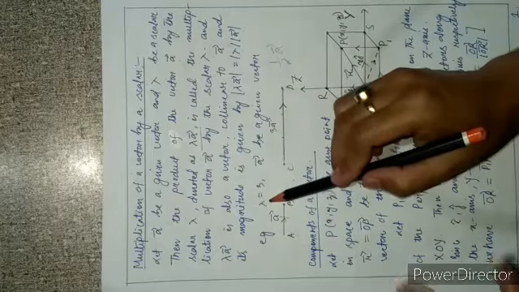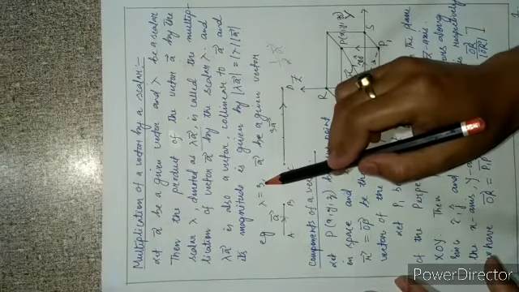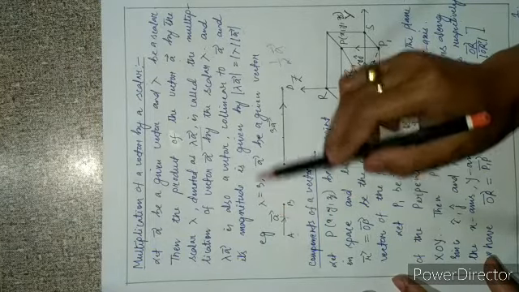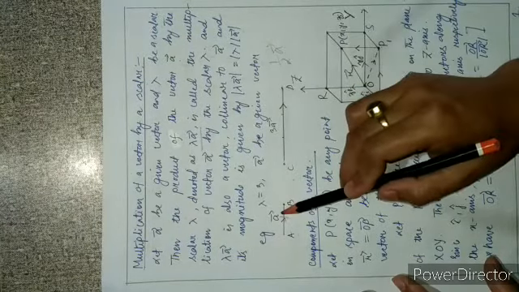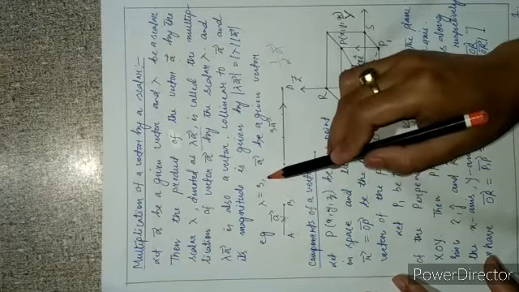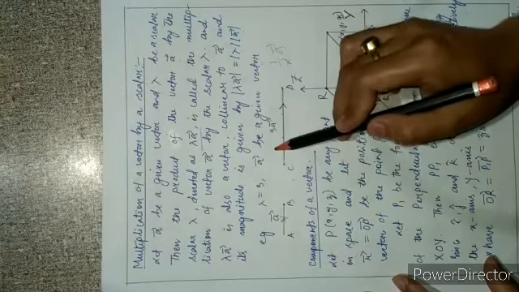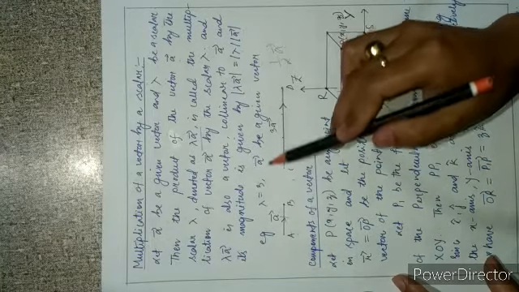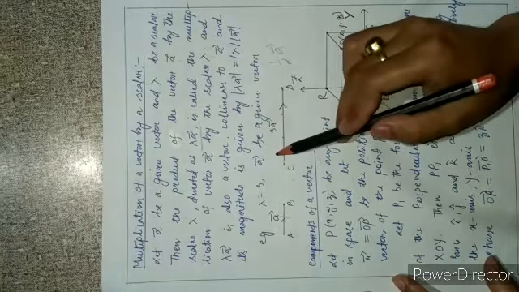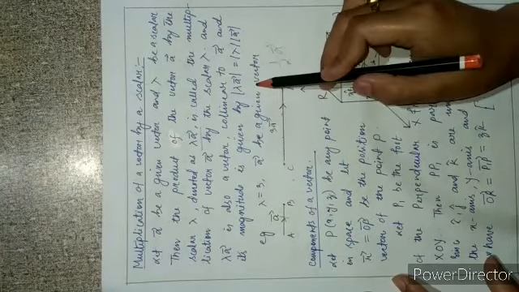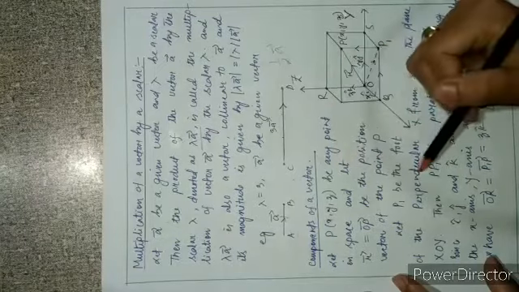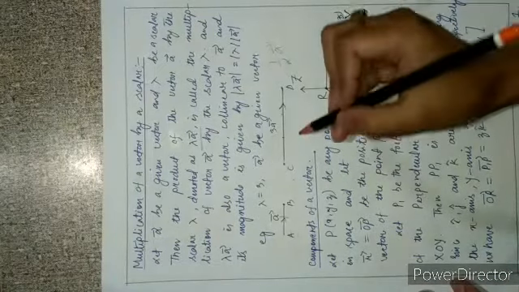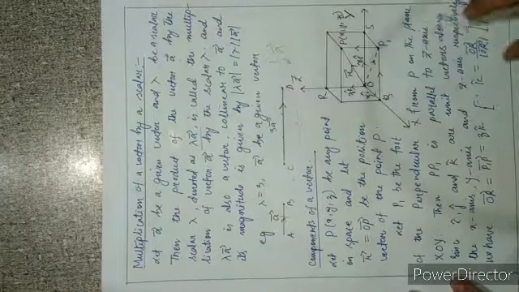This depends on the values of lambda. If lambda is equal to a positive number, then a vector and lambda times of a vector have same direction. If lambda is equal to a negative number, then a vector and lambda times of a vector are in opposite direction.